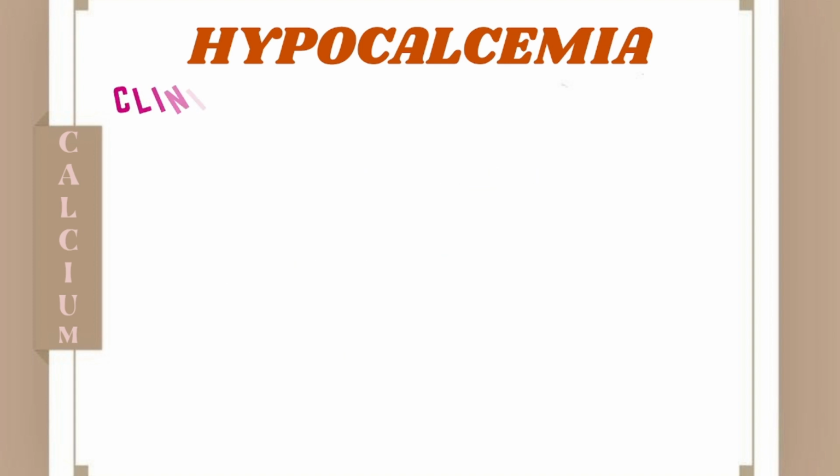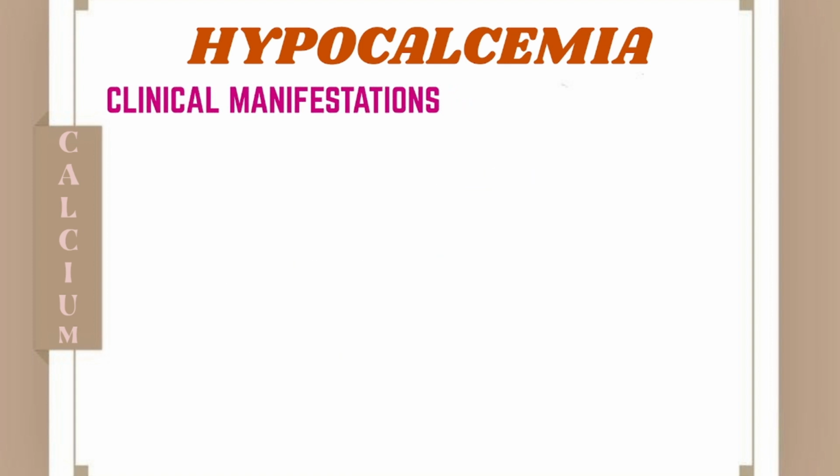Now, let's discuss the clinical manifestations of hypocalcemia. What signs and symptoms will appear if there is less calcium in the body? The mnemonic for clinical manifestations is TWITCH. Now we know that calcium plays a role in muscle contraction and nerve function. So, if there is less calcium, both functions are impaired, which will cause regular muscle spasms because of neuromuscular excitability. So, the mnemonic to remember this is TWITCH.